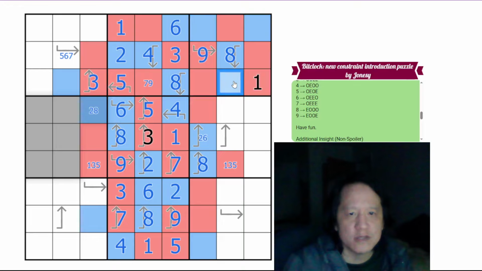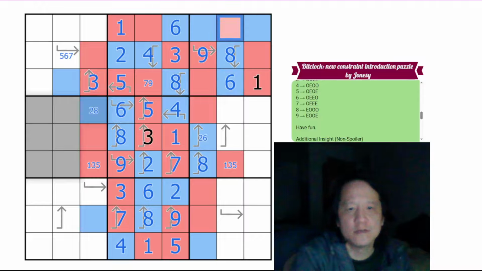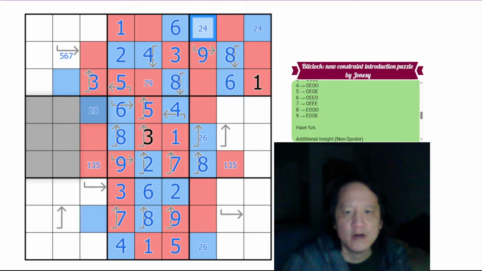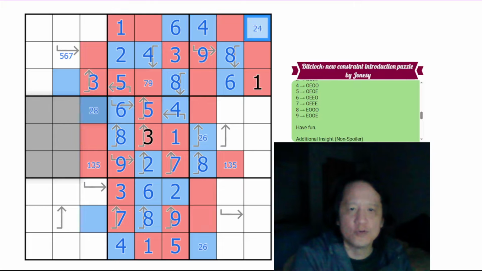6 cannot be either of these, so this is 6 here. That leaves 2, 4 remaining in the rest of that box. This can't be 2, this can't be 4 or 8. This is 2, 6 is a pair, which eliminates 2 and 6 in the rest of the column. So this can't be 2, this is 4, this is 2.